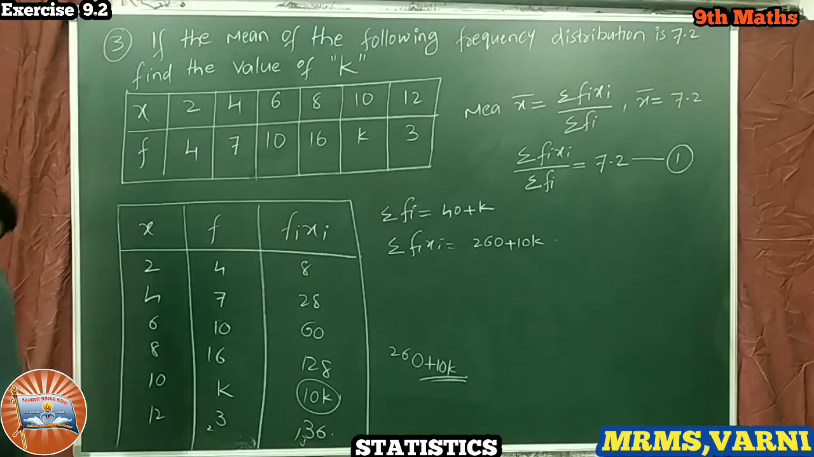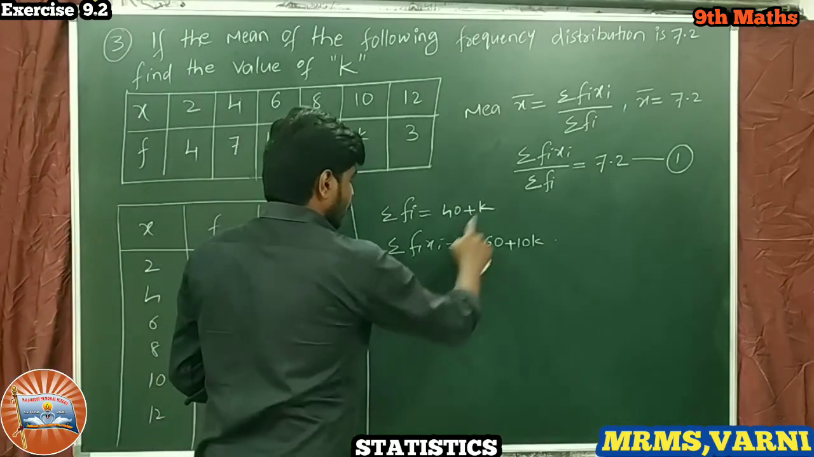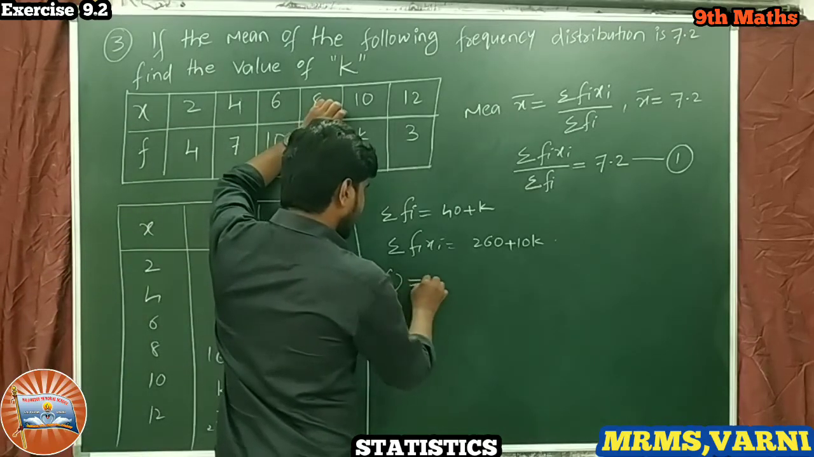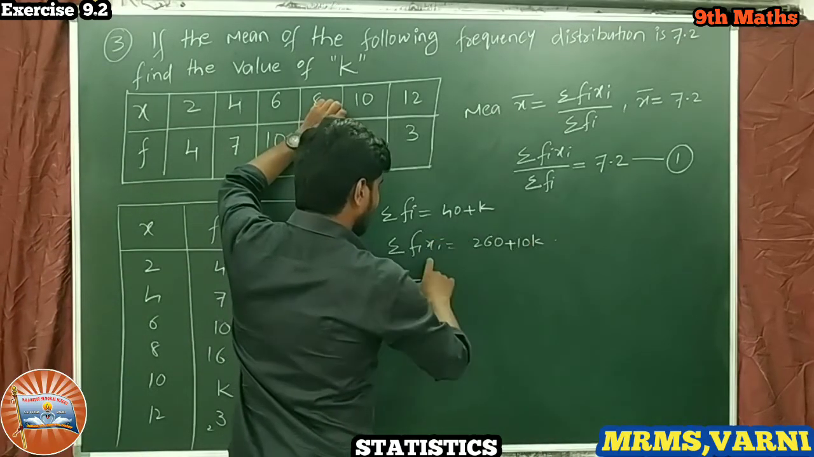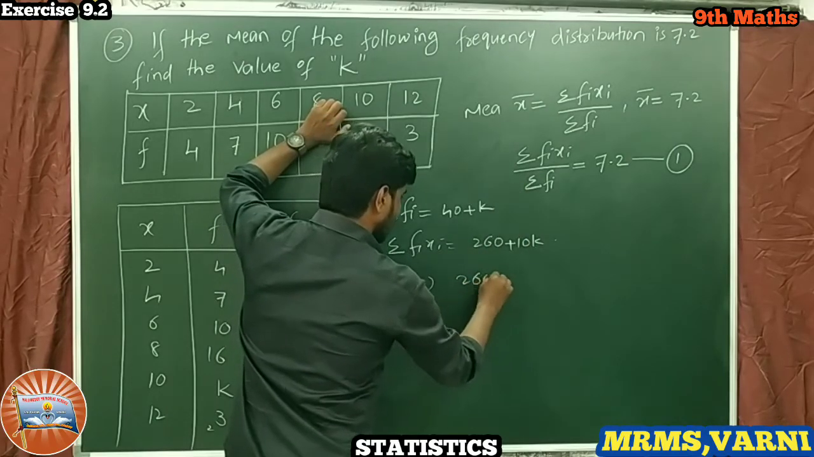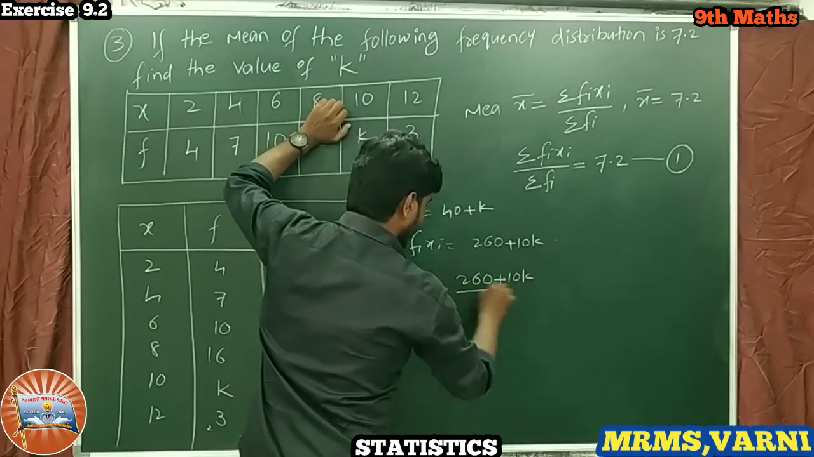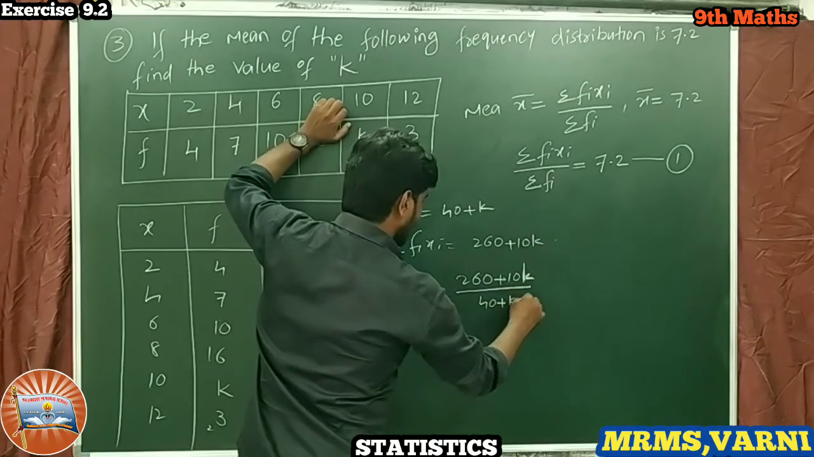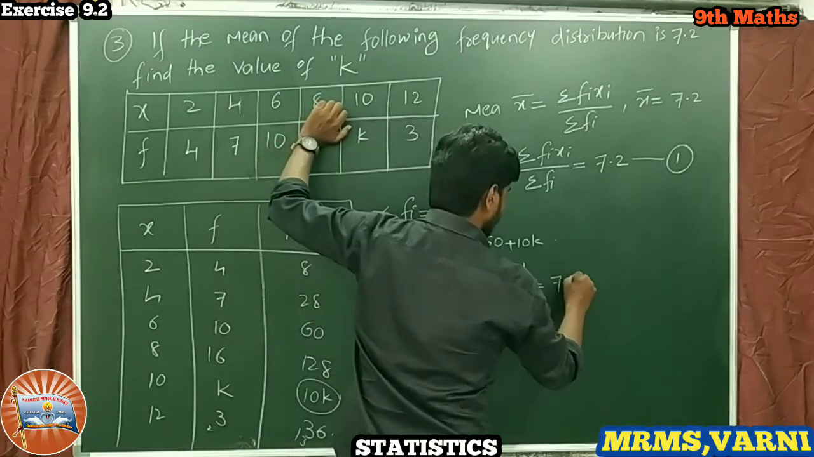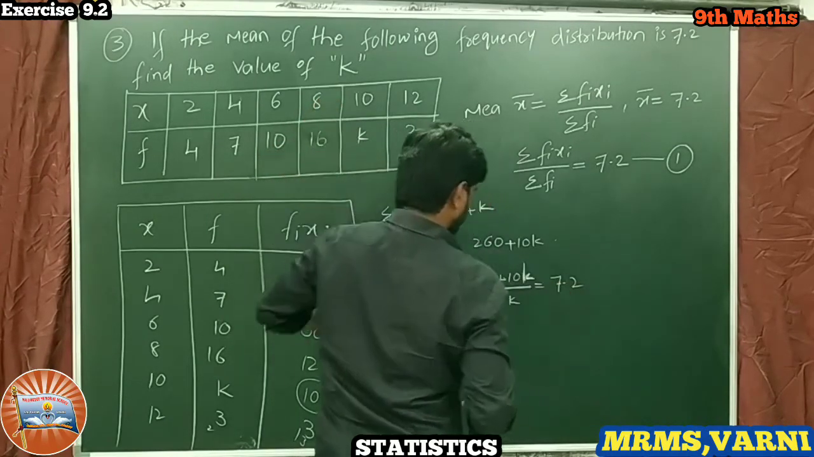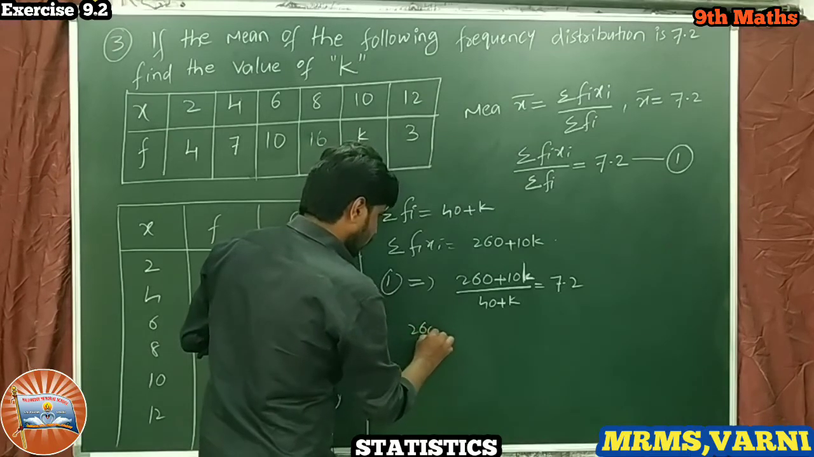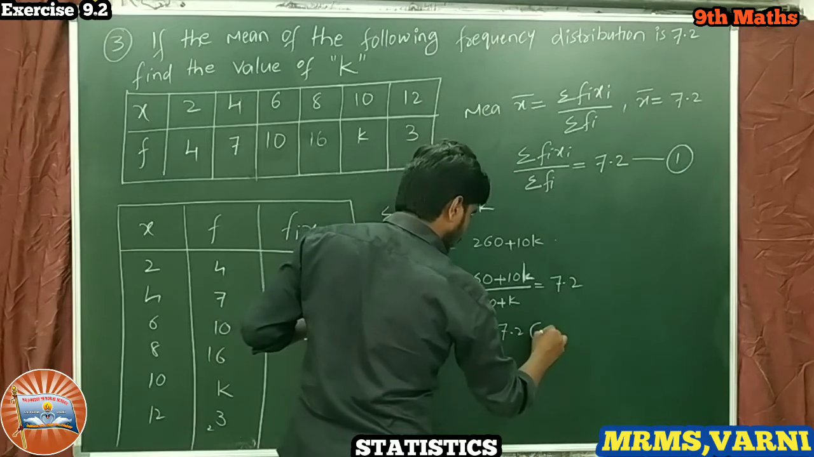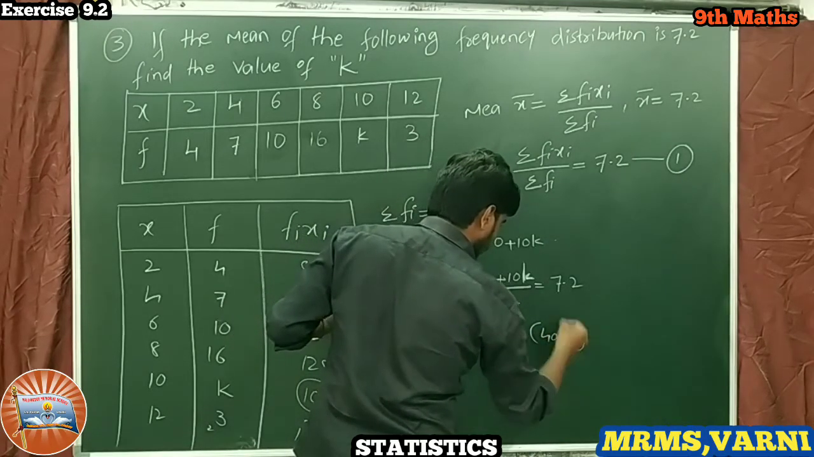It's clear. So we have to substitute these values in the formula, so in equation 1. Sigma fi xi is 260 plus 10k by sigma fi, which is 40 plus k, is equal to 7.2. So take the cross multiplication. 260 plus 10k is equal to 7.2 into 40 plus k.